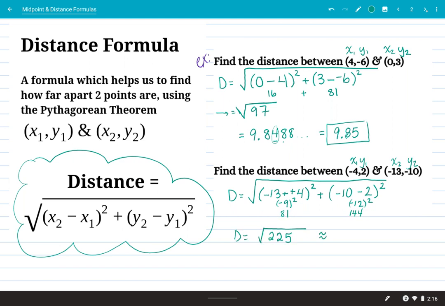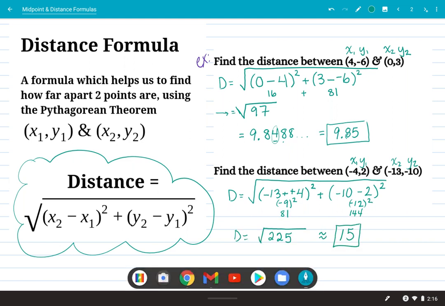And then you're going to take the square root of it. And sometimes it works perfectly. You can get an answer of a perfect number, 15. So that is midpoint and distance formula.